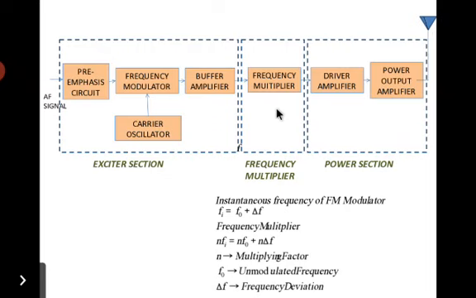A special form of class C amplifier can be made to act as a frequency multiplier. That is, any Class C amplifier is capable of performing frequency multiplication if the tuned circuit in the collector resonates at some integer multiple of the input frequency.